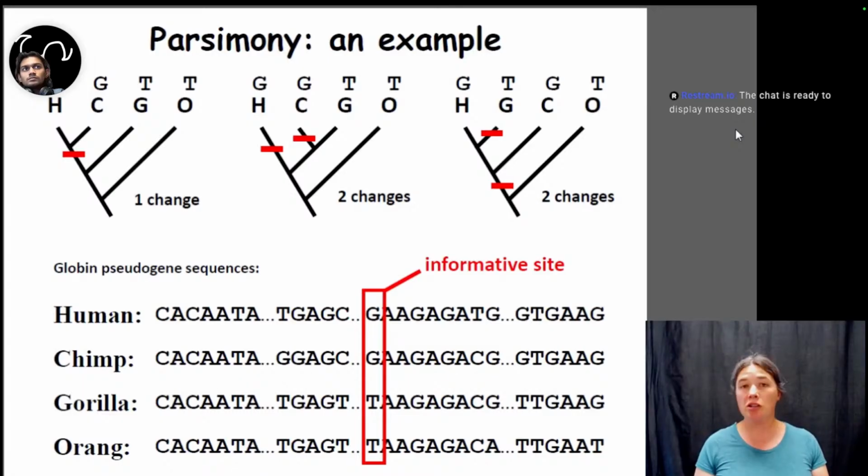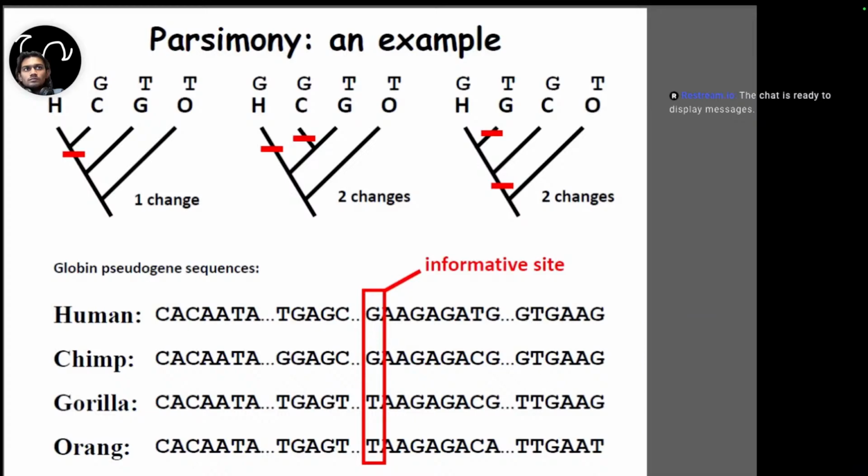Now, if you had a bunch of different data, which normally you do, you would collect a bunch of different traits and map them all onto the tree and see which tree requires the fewest evolutionary changes to occur. And then that is going to be your most parsimonious tree. So that's how we use parsimony to determine which is the best tree.